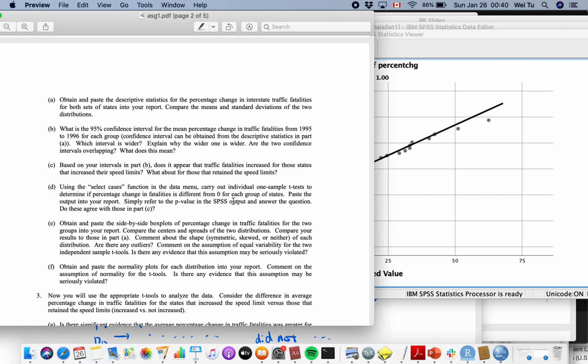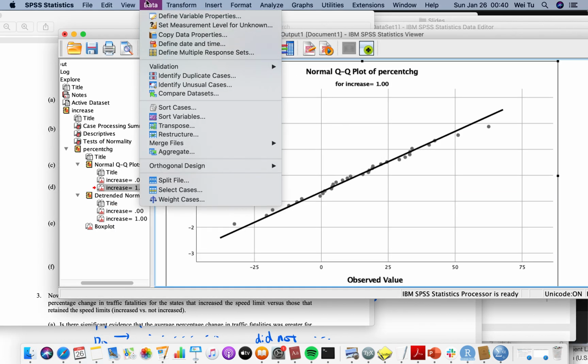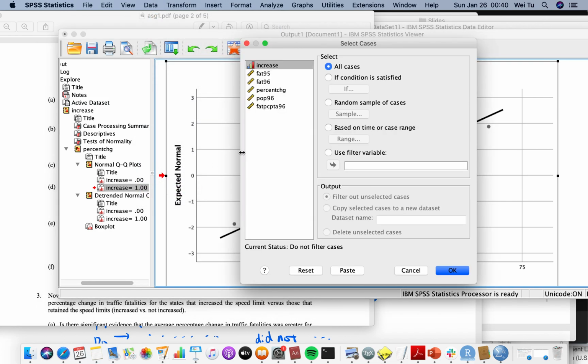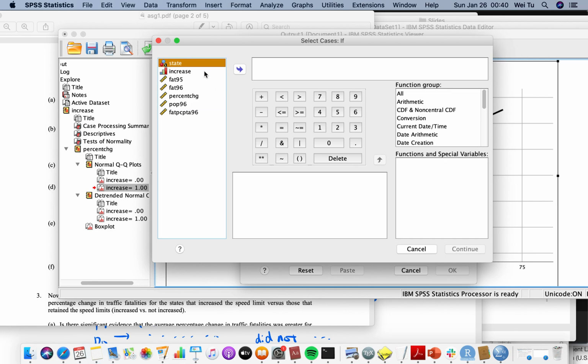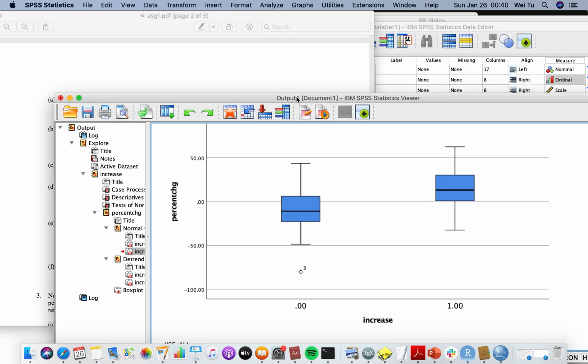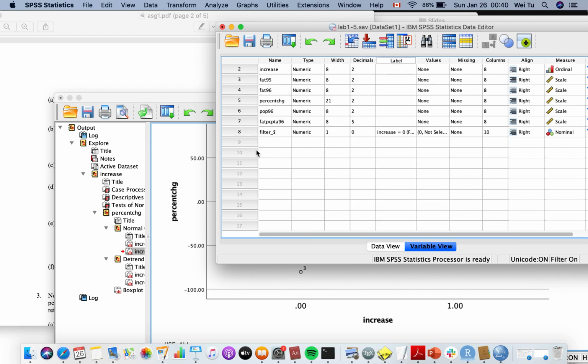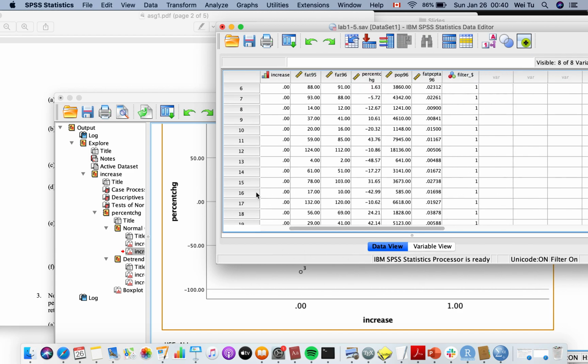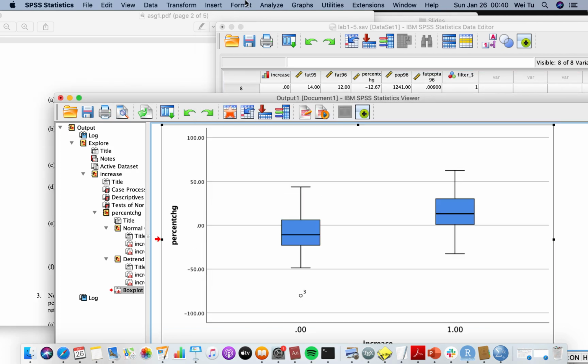And for D, it asks you to do an individual one sample t-test for each group. So first we have to do select cases. So if we do data and then select cases, and then we do if condition, so if what? If increase equals 0, then we are selecting the no states. So the no states, okay, if you check your data, you will see that all the yes states are crossed out. Okay, yeah, like that. Okay, now let's do the one sample t-test.